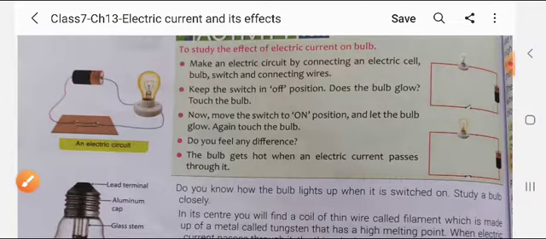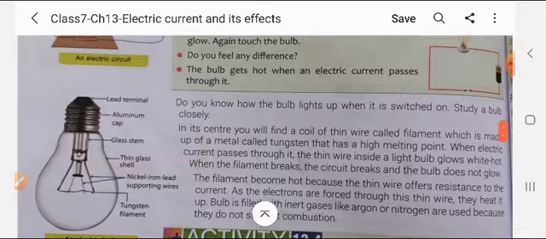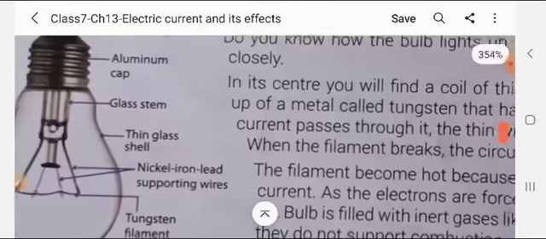Now, do you know how the bulb lights up when it is switched on? A question has been asked: do you know how the bulb lights up when its switch is on? Study a bulb closely here. You can see the bulb very closely.